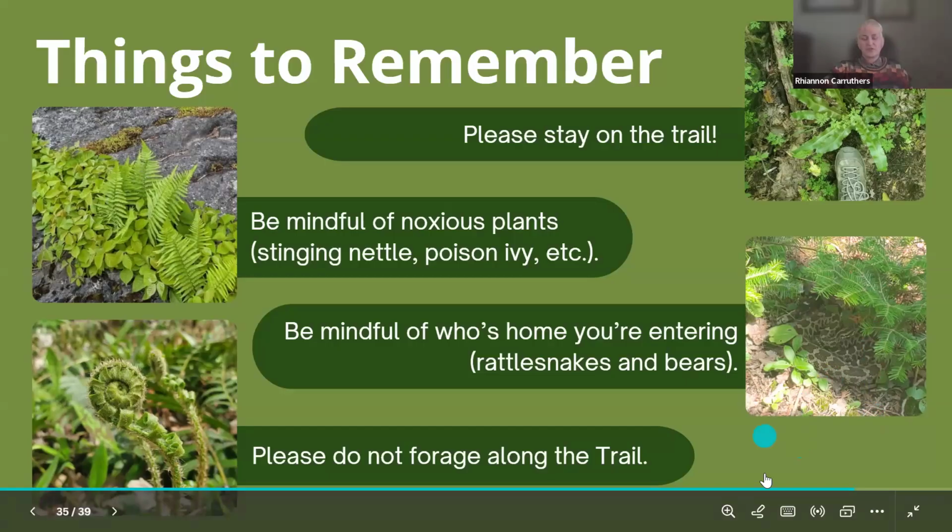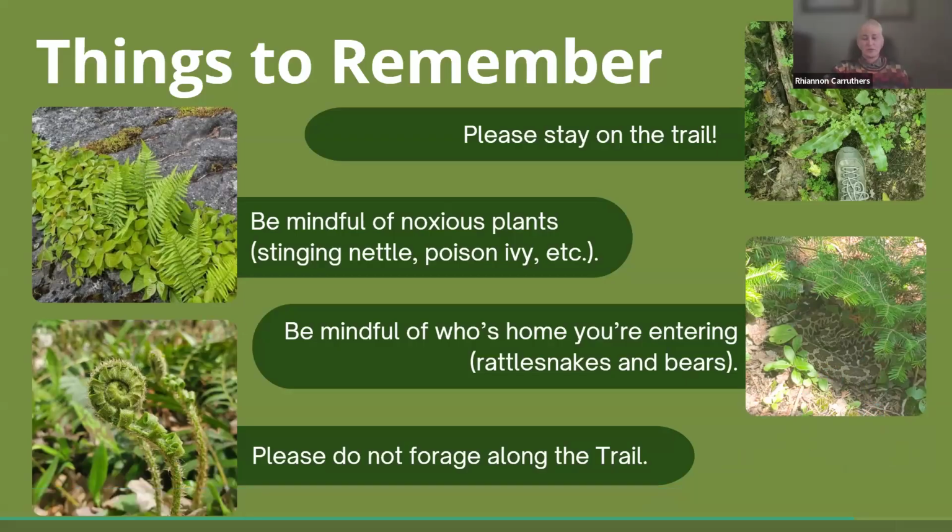Again, please do not forage along the trail. Foraging is something that can be done in other places, but we ask that people don't do it on the trail.